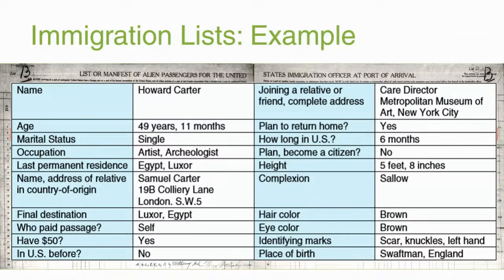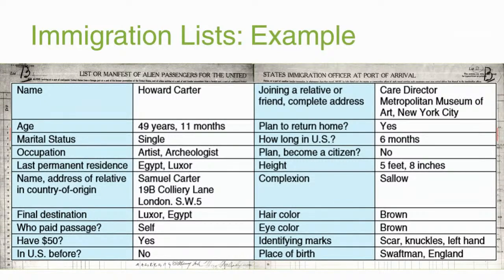We find that his closest relative was Samuel Carter in London, with a street address, even in London, that he paid the passage for himself. He's got $50, never been to the US. The friend he's joining is the director of the Metropolitan Museum of Art in New York. He is planning to return home.